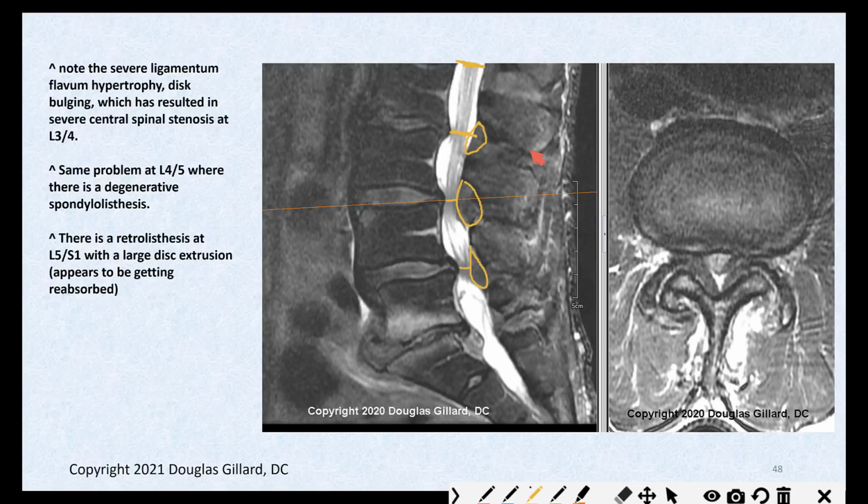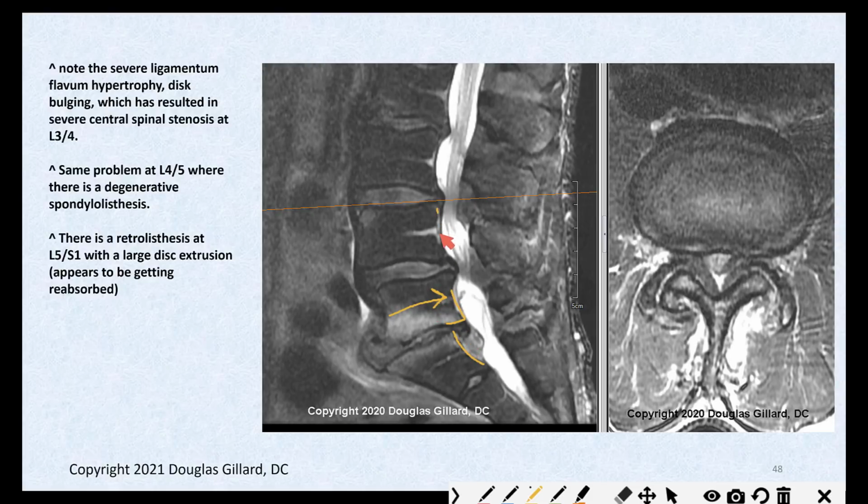Anybody else see anything else wrong with this? They got other problems as well. Well, always look at the alignment of these bones. There's S1. Look at L5. It's the reverse of a spondylo. It's a retrolesthesis, where the bone has slid backwards. Good try, though.